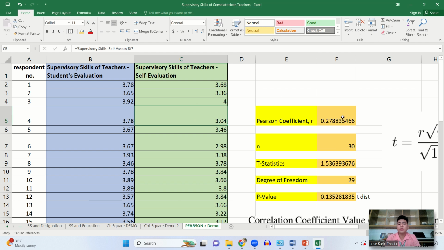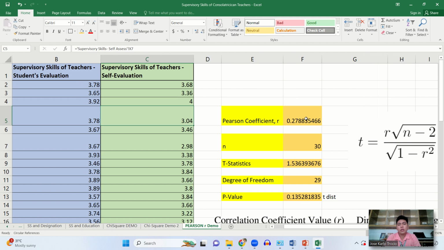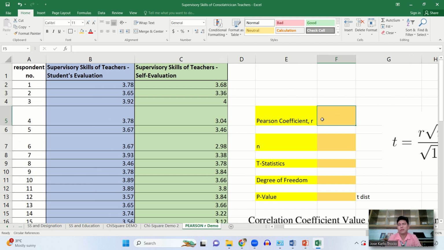Now, how to use this? So let me erase this so that we'll use it step by step. So just use another cell to find the Pearson R correlation. So it is very easy.